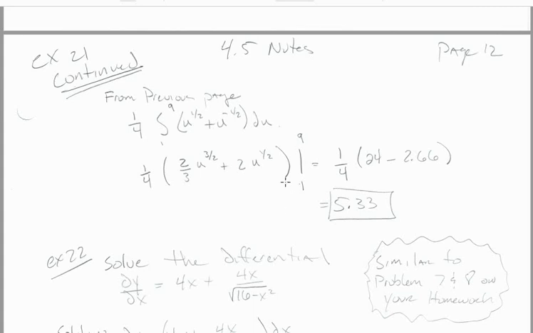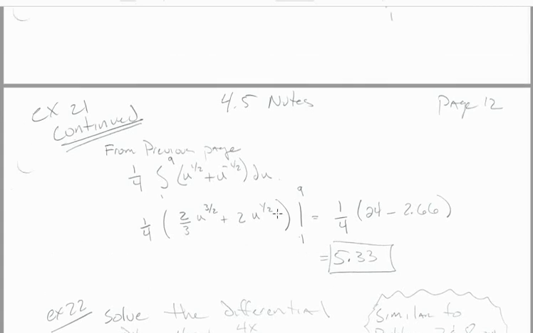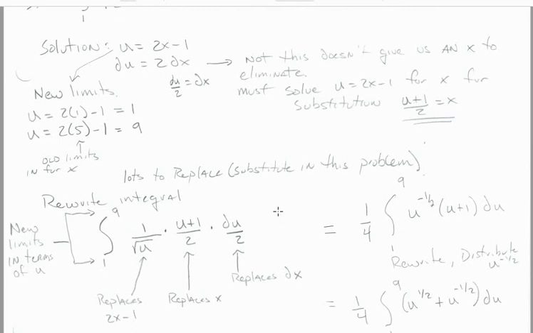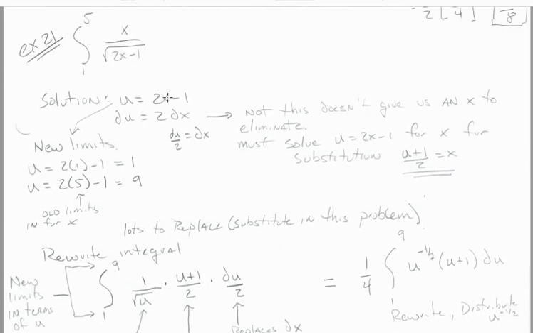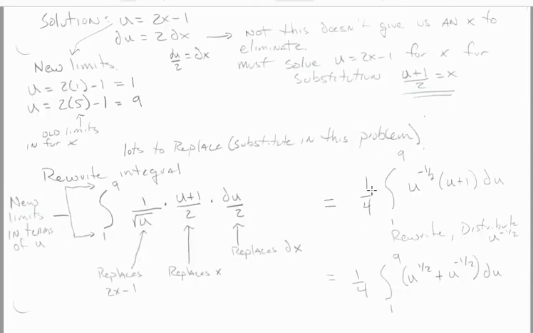Okay, that one is very, very loaded. It's pretty much everything that we needed to do. We had to do u substitution. We had to use that u to solve for x because we had to replace x. We had to replace dx. And we had to find new limits of integration. This problem is probably the best example. If you understand exactly what we're doing in this problem, you've got it down pat.